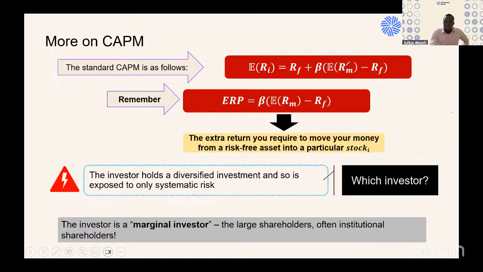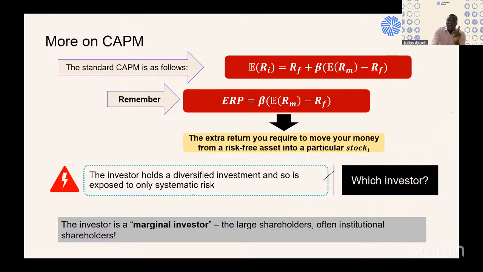So we've now worked on this and we are fine now. And we know the expected risk premium, or sorry, the equity risk premium. Remember that the equity risk premium is this. And this one, you all know what the equity risk premium is. So you know that if we substitute equity risk premium in place of this term, you have the expected return on the stock being equal to the risk-free rate plus the ERP. Now, this ERP here, which is the expected return on the market minus the risk-free rate, has an interpretation. It is the extra return you require to move your money from a risk-free asset into a particular stock, I.